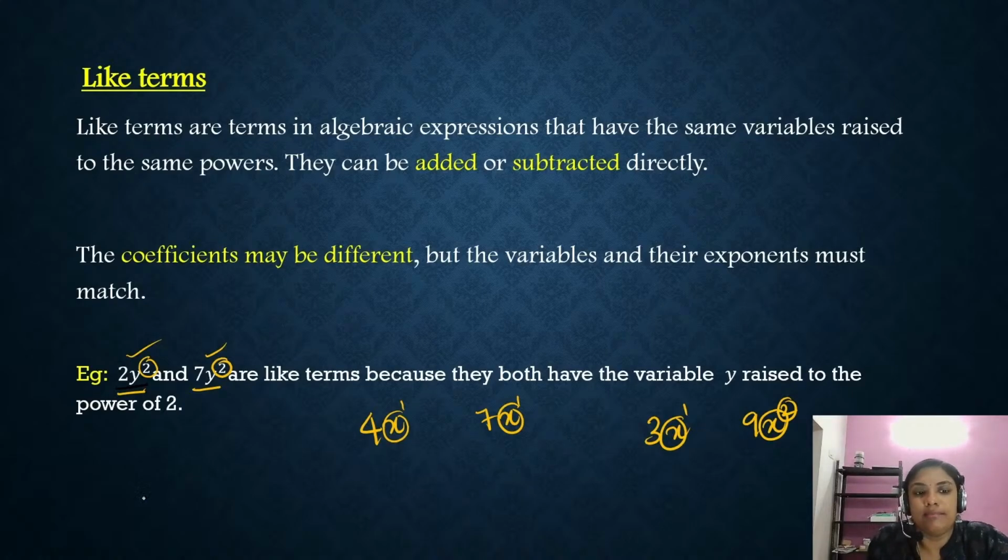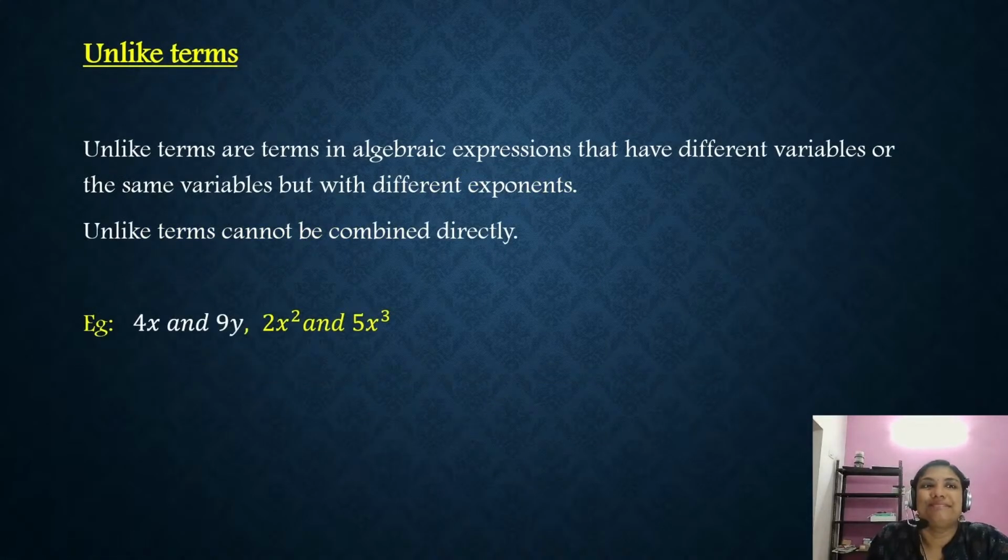So what do we call them? Unlike terms. So the terms which are not like are known as unlike terms. Unlike terms are terms in an algebraic expression that have different variables or the same variables but with different exponents. For example, 4x and 9y. See, 4x and 9y. They have two different variables, x and y. So they are unlike terms.